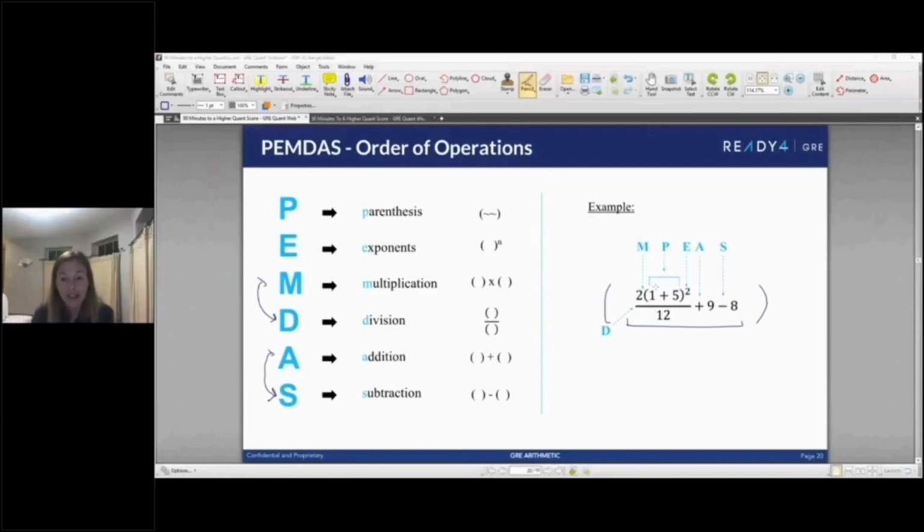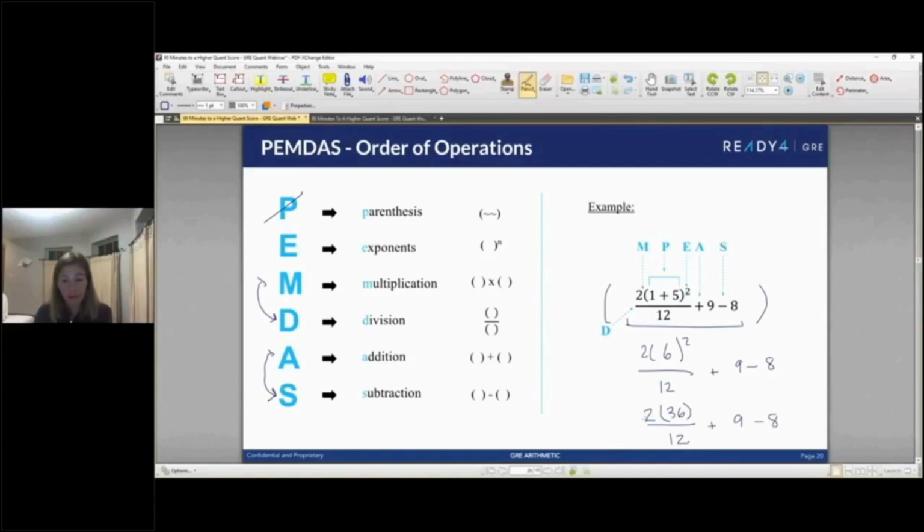This is great. Okay, so the first thing we do is solve our parentheses first. So 1 plus 5 gives us 6. Now we've got 2 times 6 squared over 12 plus 9 minus 8. That takes care of our parentheses. Now we're going to do our exponents, so we're going to square this. That gives us 2 times 36 over 12 plus 9 minus 8.